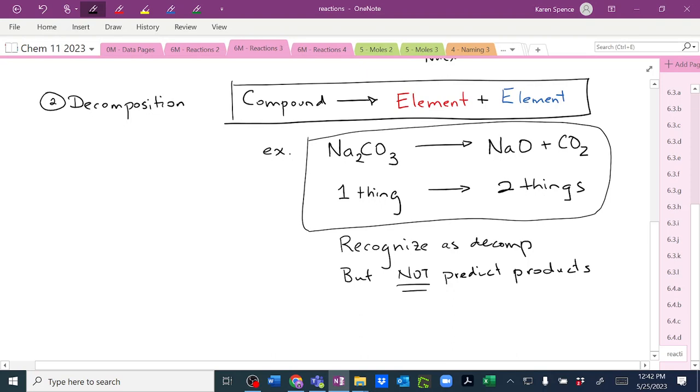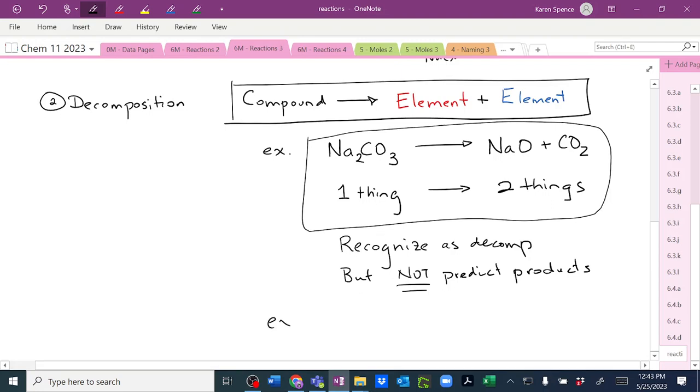Okay, so you need to be able to predict the products for the standard single compound gives element plus element. You need to recognize that if you have one thing that goes to two things, that is decomposition, but you would not need to say, I know what happens when I have Na2CO3. I mean, I know what happens, but then I'm a chemistry teacher, right? I should know, but you guys would not be expected to, certainly not in grade 11, okay?